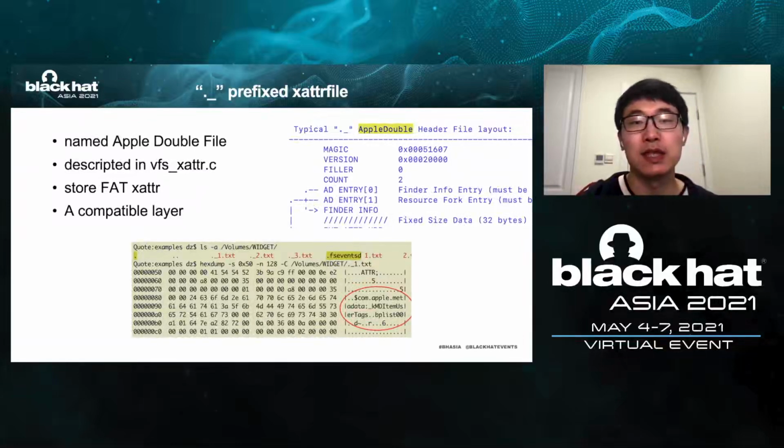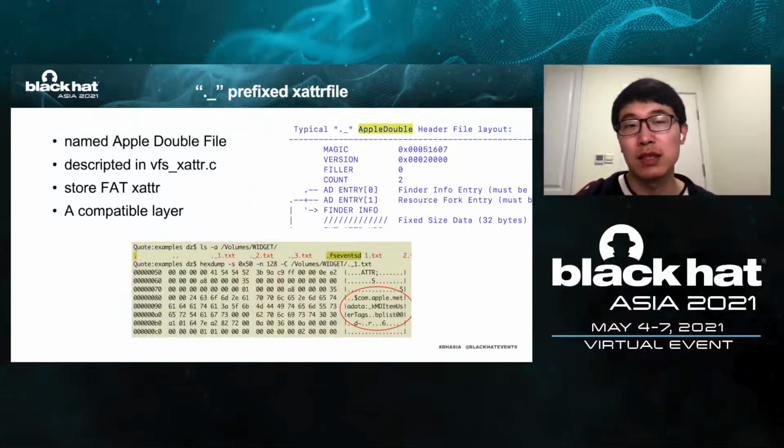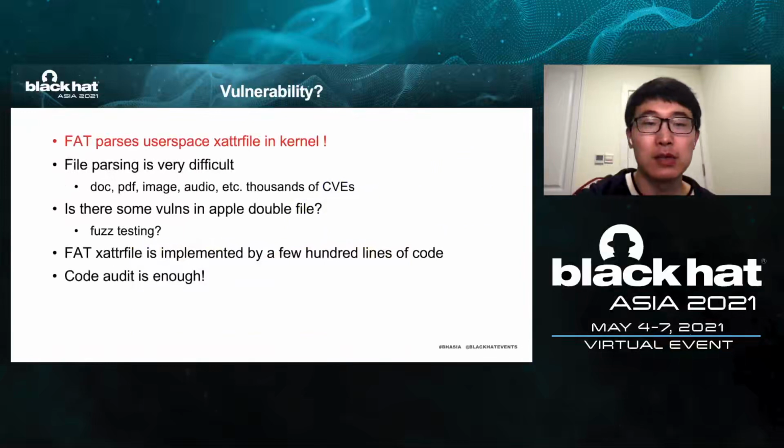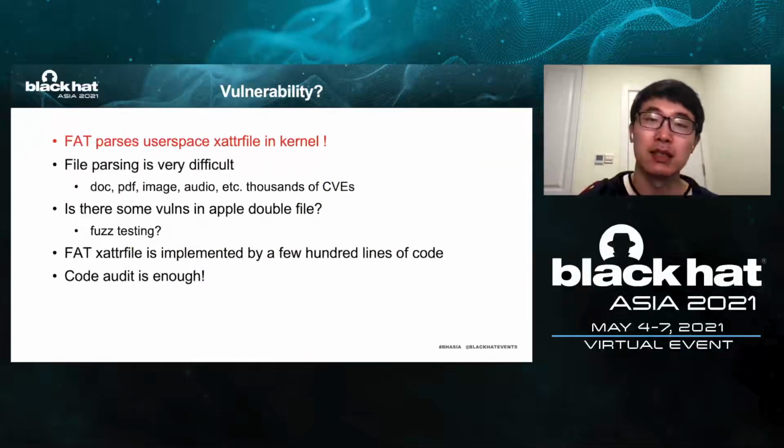Why should Apple do this compatible layer? I guess this may be due to user experience considerations. Users may be confused if some features are unsupported on other file systems. Use a regular file in user space to simulate XATTR. That means file parsing in the kernel.